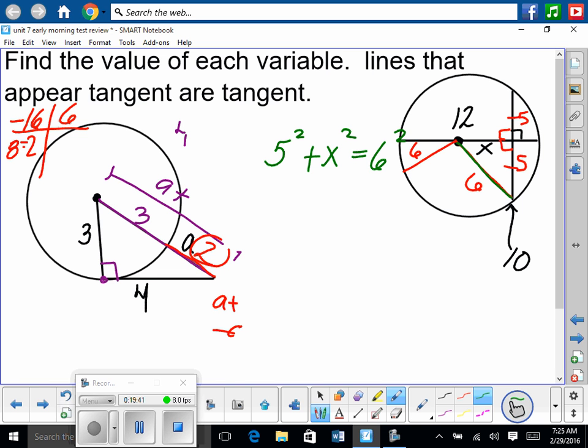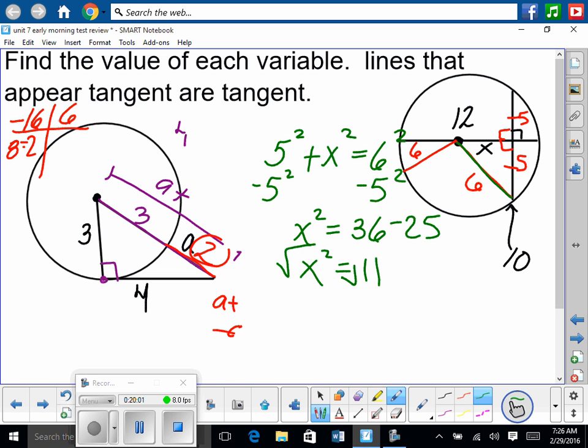Everybody good? So I'm going to subtract 5 squared from both sides. So that's x squared is equal to 36, because 6 squared is 36, minus 25. Am I correct? So 36 minus 25 is 11. So x squared is equal to 11. To solve for x, we'll square root both sides of the equation to get x alone. So we have x is equal to plus and minus. Now we will accept decimals on this one, so the square root of 11, you get 3.3. Is everybody comfortable with that? So we get plus and minus 3.3.